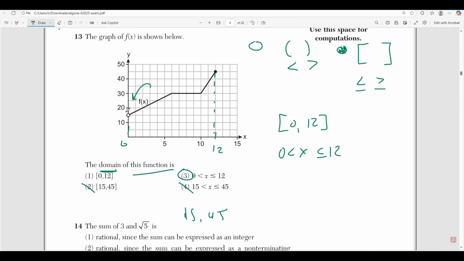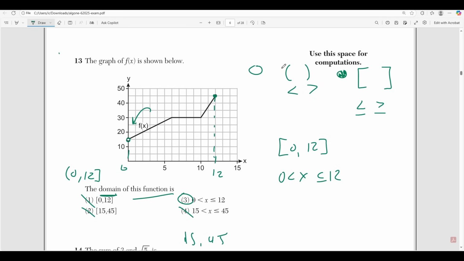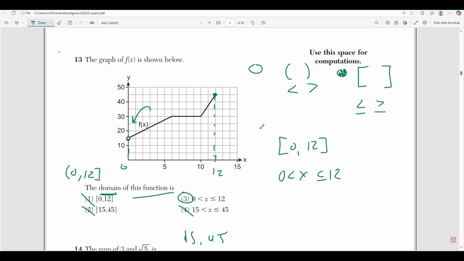So because we have an open circle here and a closed circle here, we cannot have two brackets. If they put a parentheses, 12 closed bracket, that would be fine. That would follow our rules, but they don't, which is why choice 3 has to be the right answer. Okay, so don't forget this. Closed versus open circle makes a big difference.